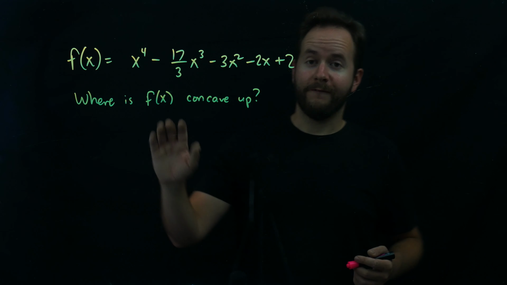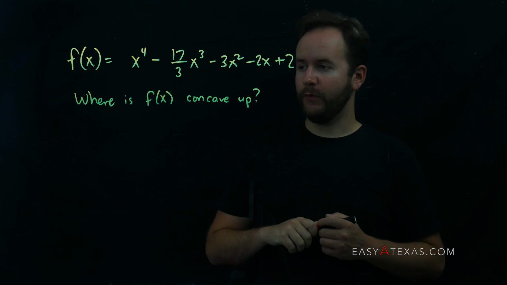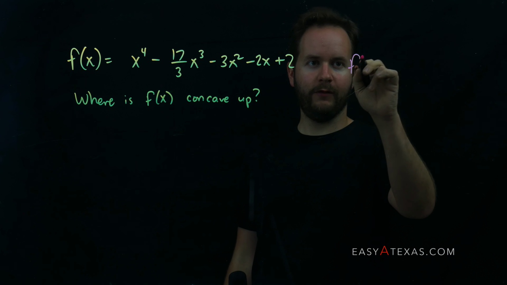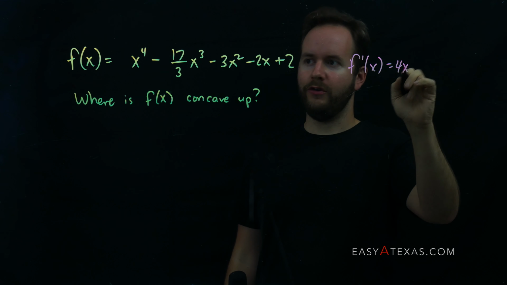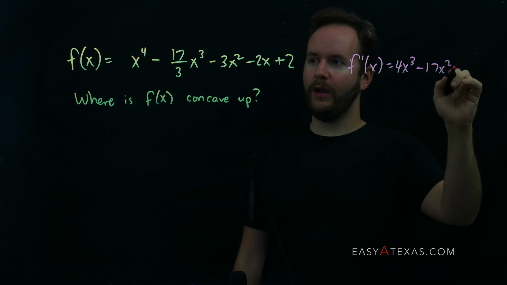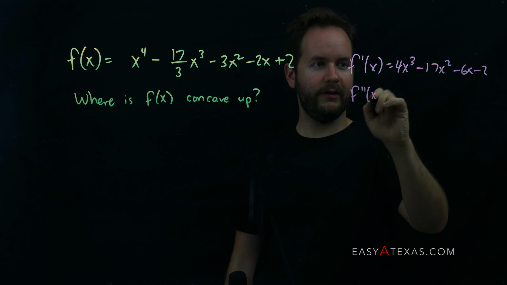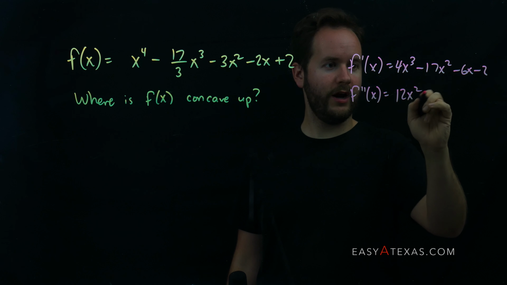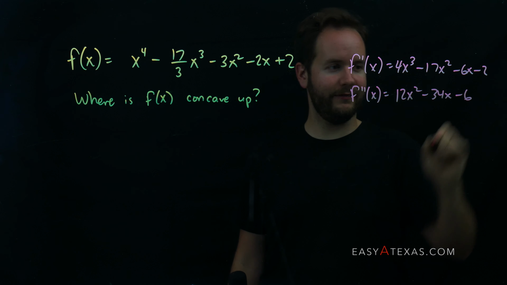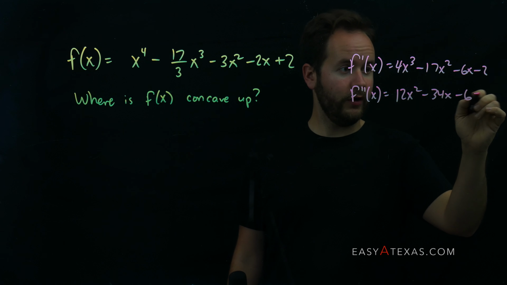In order to figure out where a function's concave up, we need to find the second derivative. Let's go ahead and do that. The first derivative here will be 4x cubed minus 17x squared minus 6x minus 2. The next derivative will be the second derivative equals 12x squared minus 34x minus 6. Now we're going to set this equal to 0 and solve.